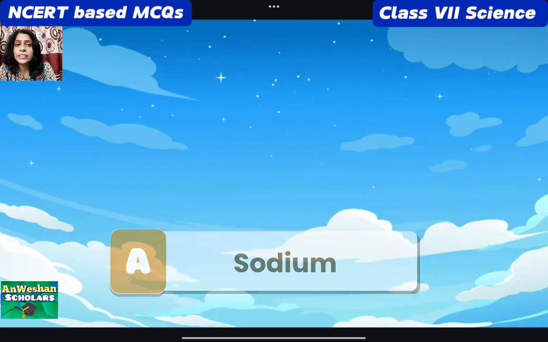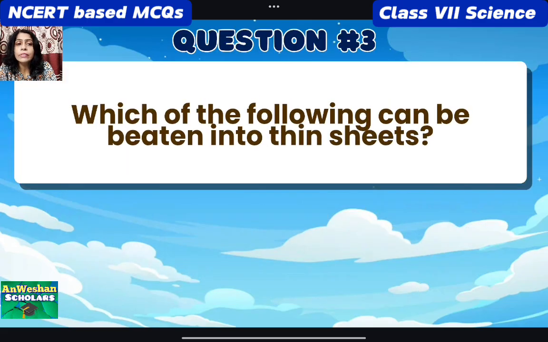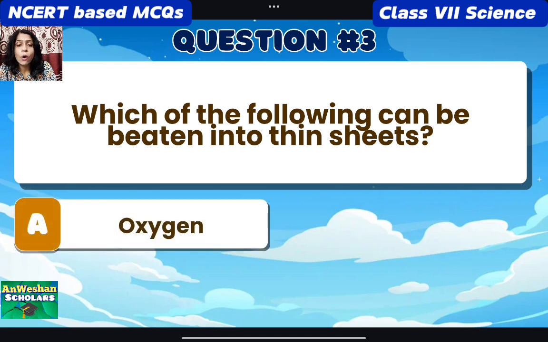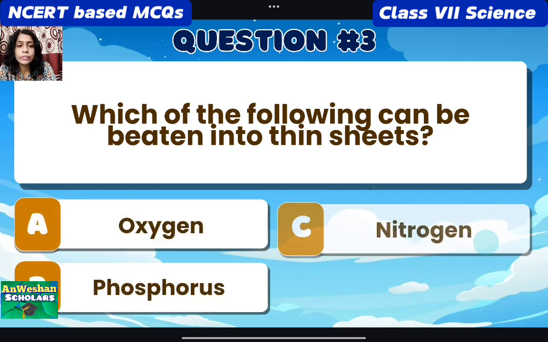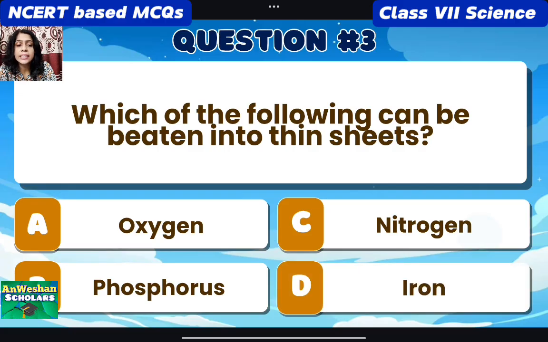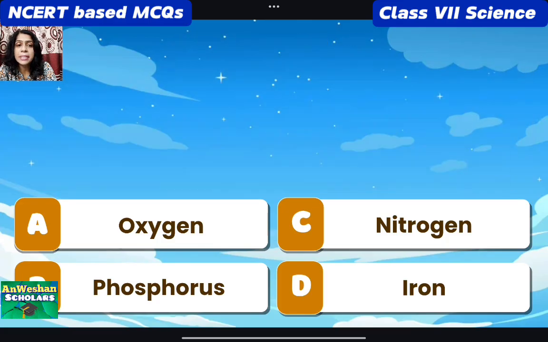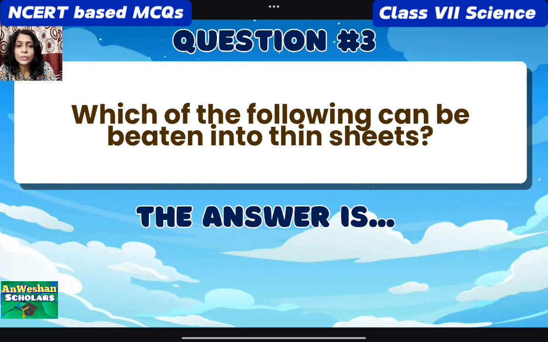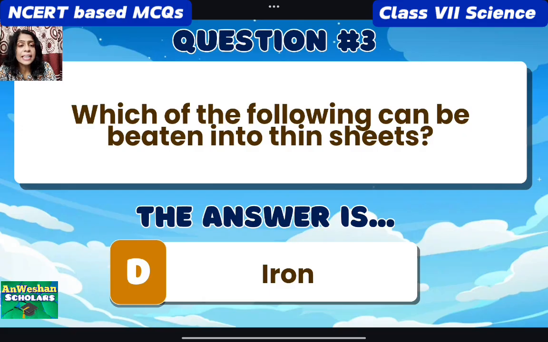So now question number 3. Which of the following can be beaten into thin sheets? A, oxygen. B, phosphorus. C, nitrogen. D, iron. Recall that metals can be beaten into thin sheets, a property called malleability. So which of them is a metal? Yes, option D, iron is a metal and hence can be beaten into thin sheets. So our answer is option D, iron.